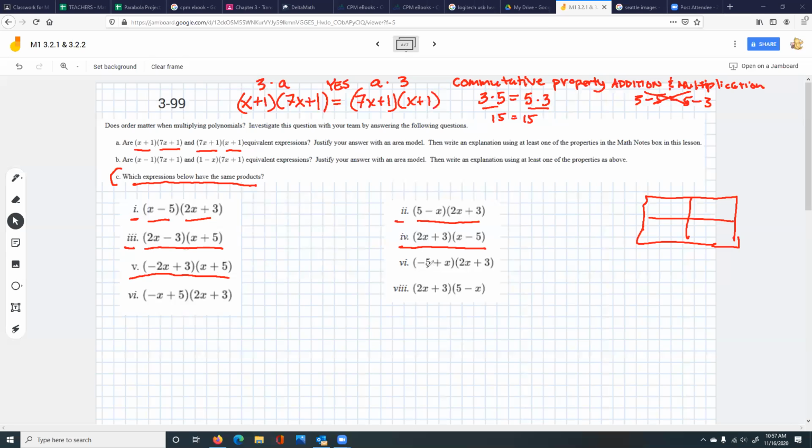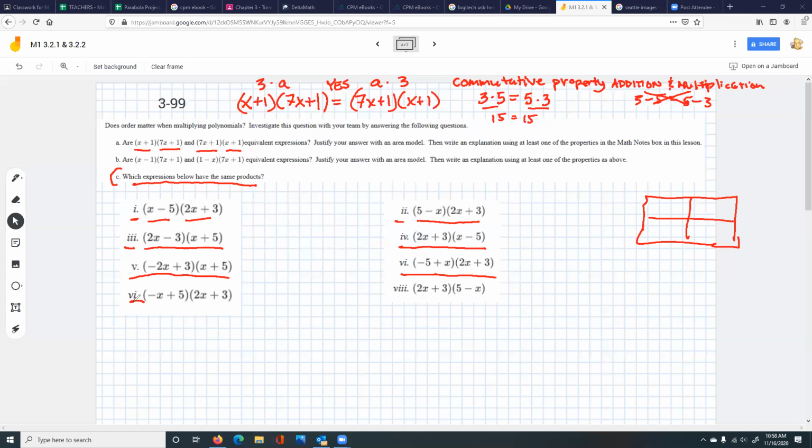Let's write down number 6. Roman numeral VI. Negative 5 plus x times 2x plus 3. Is that the same as one of these over here? It is the same as one of them. We'll see which one in a little bit after we copy the last two.